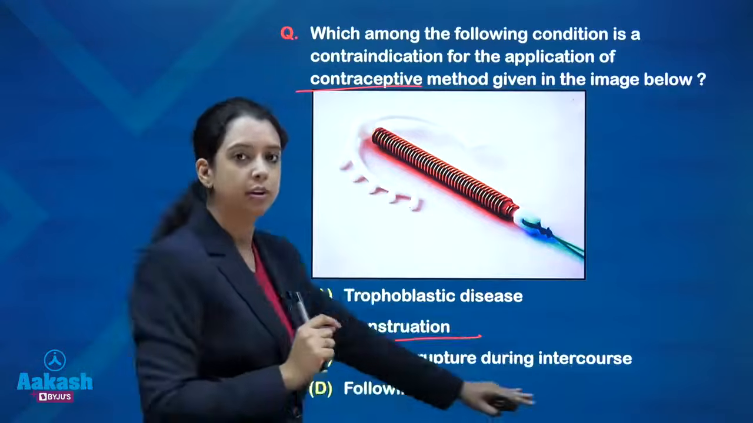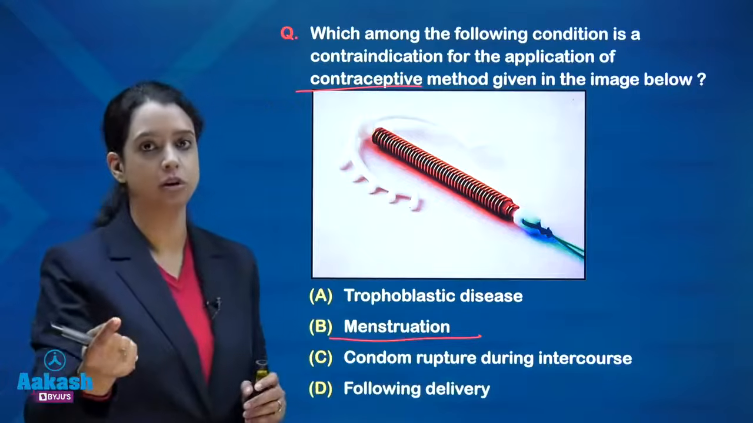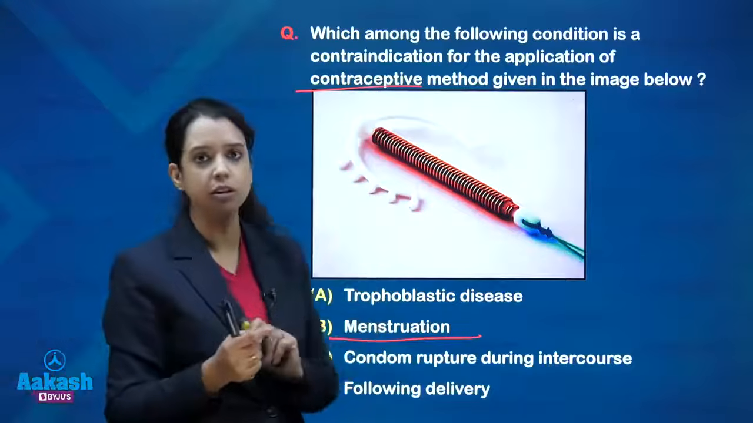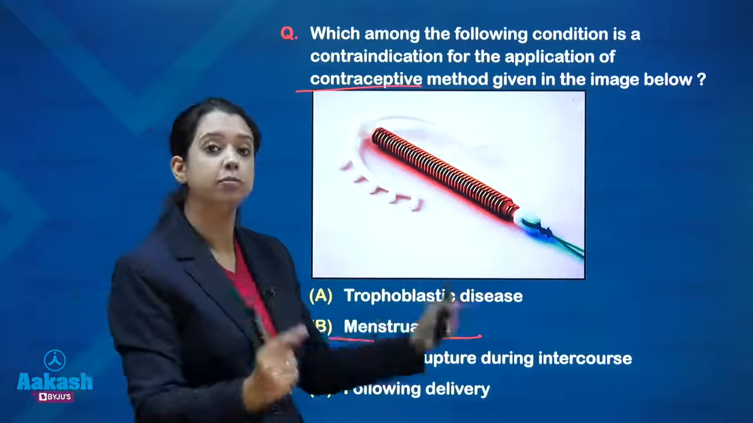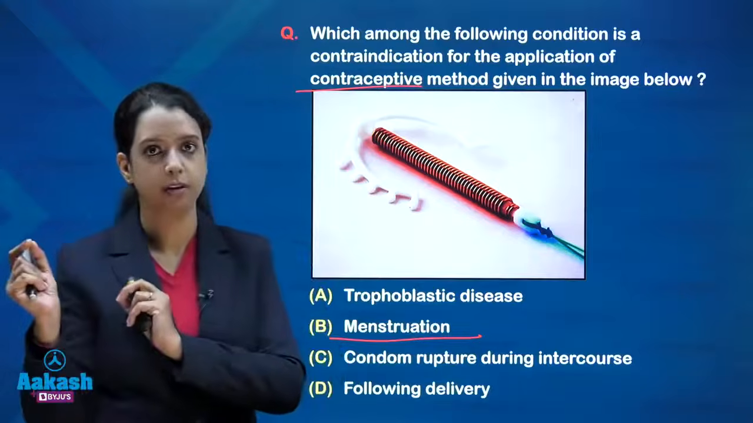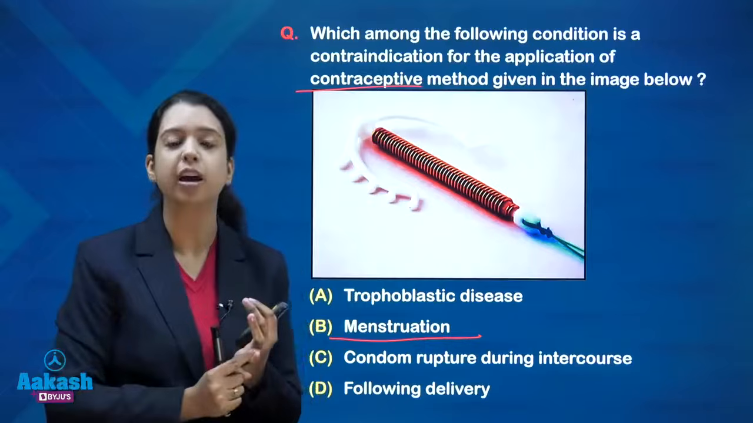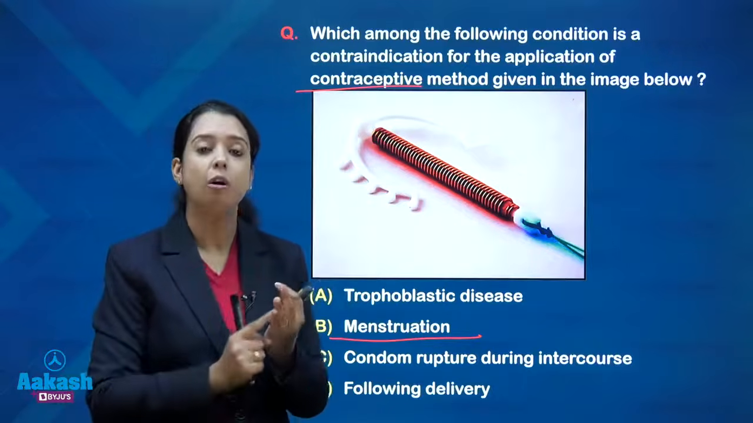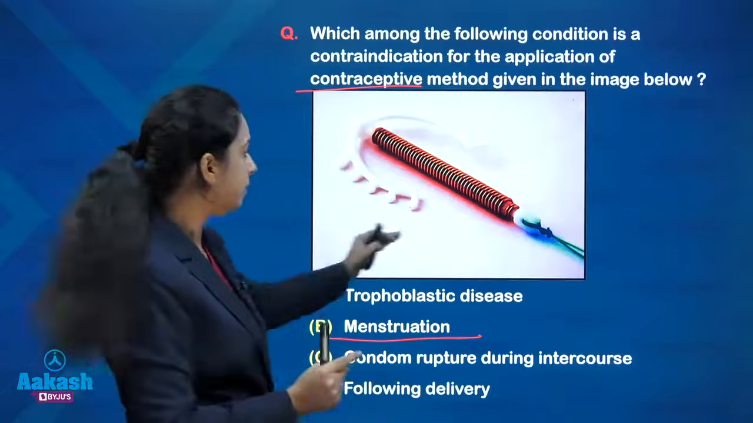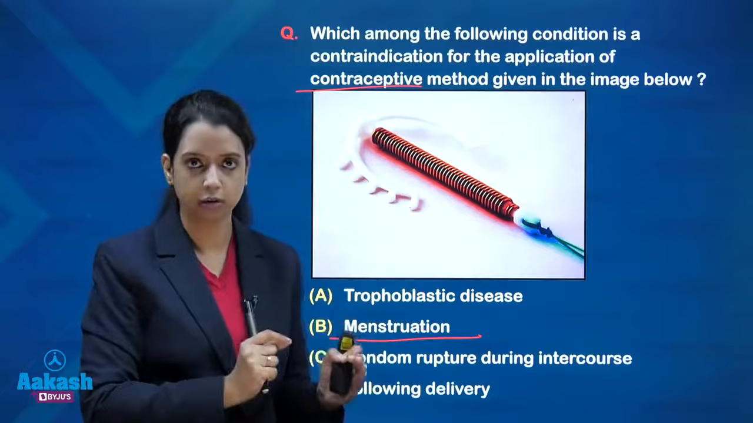Condom rupture. So, condom rupture during intercourse means the patient needs emergency contraception. So, is this an emergency contraceptive? Yes, in fact, it is the most effective emergency contraceptive. Among levonorgestrel, ulipristal acetate, which we have for emergency contraception, the copper IUCD is the best one, and it can be inserted within 5 days of intercourse.